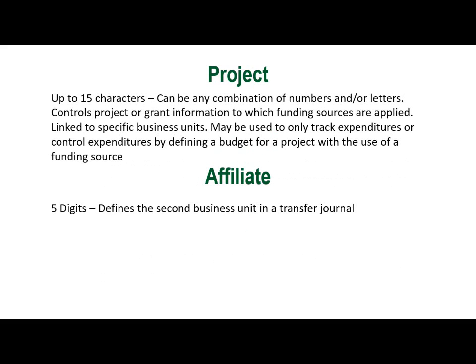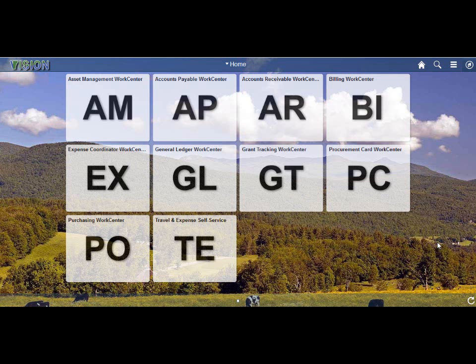Project codes can be up to 15 characters in length and can include any combination of numbers and/or letters. They are linked to specific business units and can only be used to track expenditures or for defining a budget for a project with the use of a funding source. Affiliate codes are used to indicate the second business unit in a transfer journal.